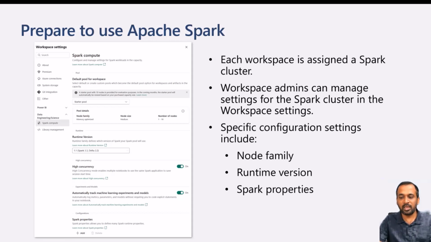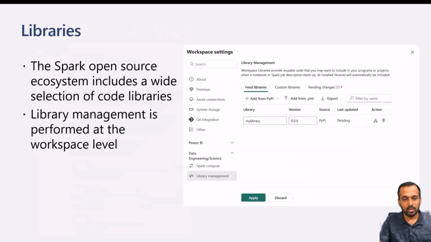And here, the Spark open source ecosystem includes a wide selection of code libraries for common and sometimes very specialized tasks, since a great deal of Spark processing is performed using PySpark. So the huge range of Python libraries ensures that whatever task you need to perform, there's probably a library to help. Library management is performed at the workspace level.